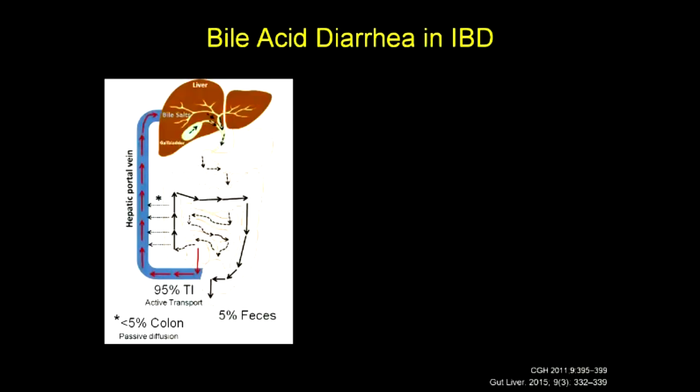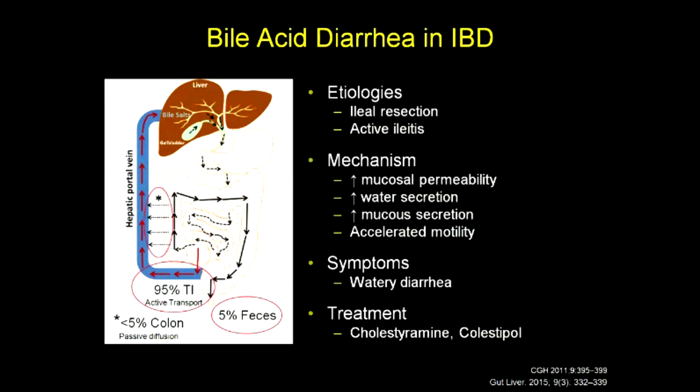A third one would be bile acid diarrhea. So if you remember, bile is made in the liver. It gets entered in the gut. 95% is absorbed in the TI. And if you get your TI resected or you have bad Crohn's of the ileum, these bile acids spill over into the gut, and you have increased permeability, increased water secretion, and they get very robust diarrhea because of that after surgery. So we treat them with bile acid binders.